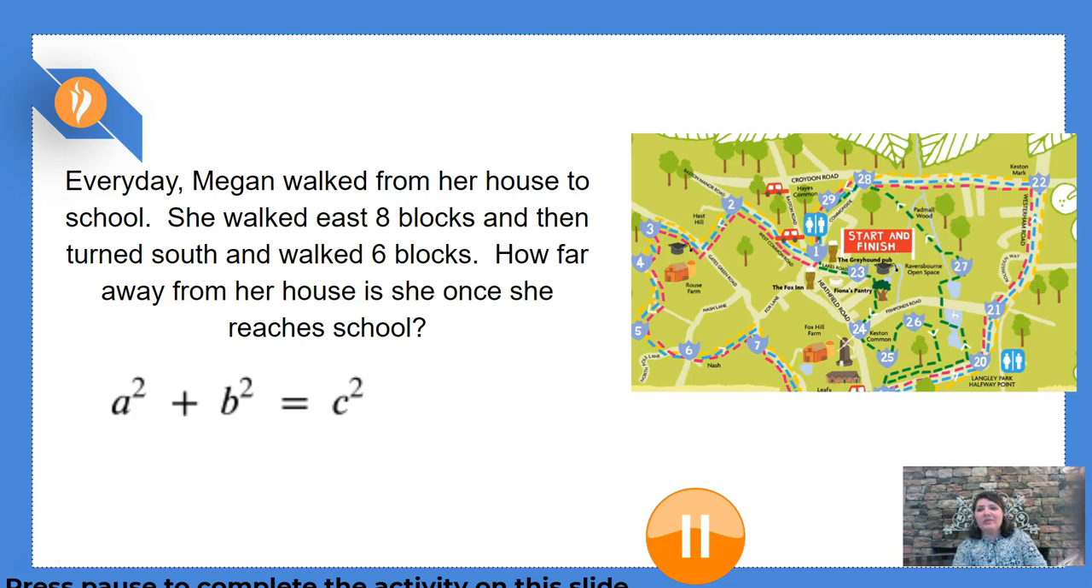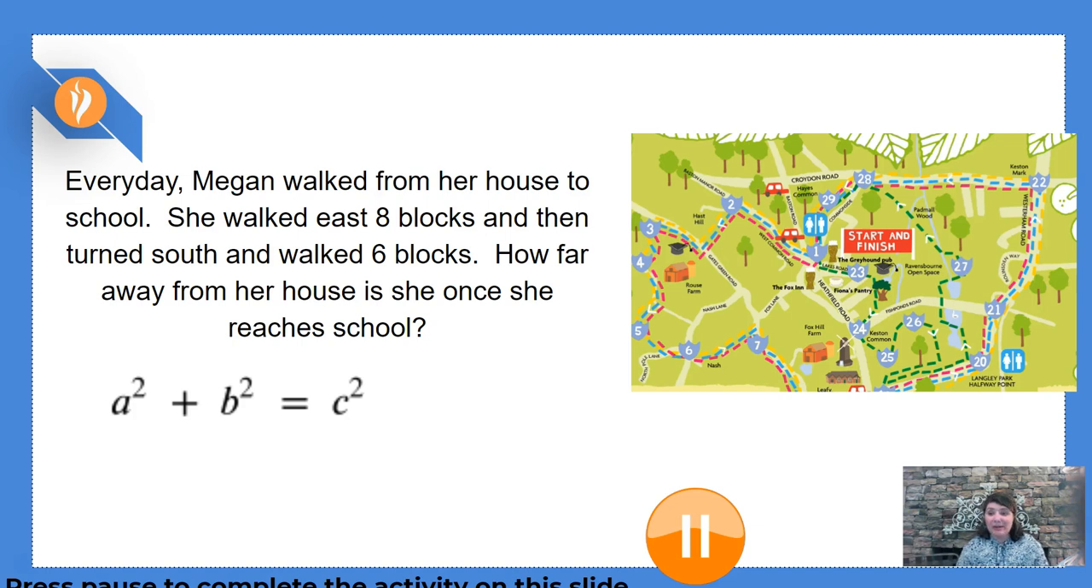All right, here's a little bit of a different one. Let's look at it. Every day, Megan walked from her house to school. She walked east 8 blocks and then turned south and walked 6 blocks. How far away from her house is she once she reaches school? We're going to use the Pythagorean theorem to solve this.